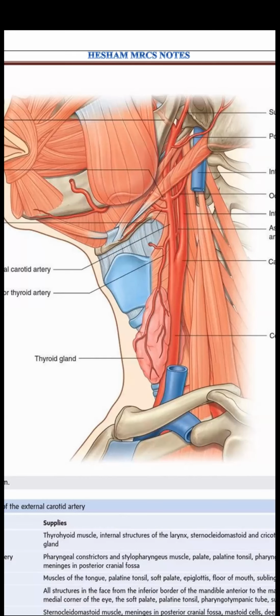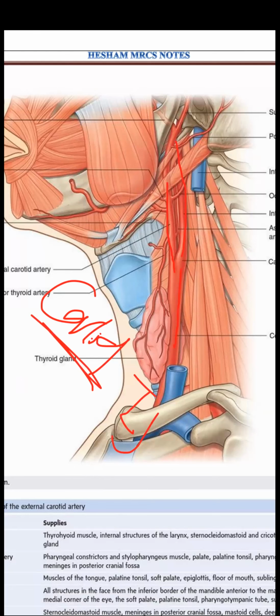Here, this is the common carotid. This is the internal carotid, and this is the external carotid. Internal carotid is a content of the carotid sheath. Related to it, internal jugular plus last 4 cranial nerves.